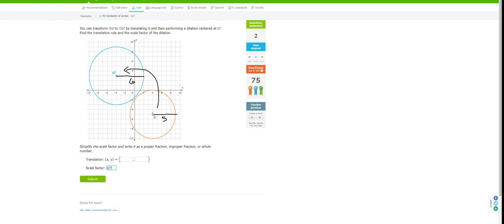Okay, all you got to do now is figure out how many spaces I need to get from center to center. So I need to go from 4 all the way to -4, which is 8. But in this case, I'm going left, so it's going to be x minus 8. And then I'm going from -5 to 3. So it's going to be 8 spaces going up. So it's going to be y plus 8. And my scale factor is 6 over 5. Enter, and there we go.